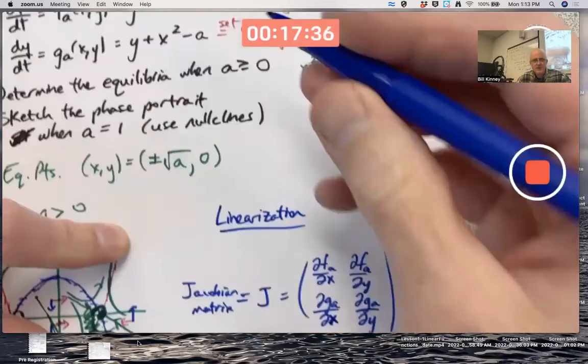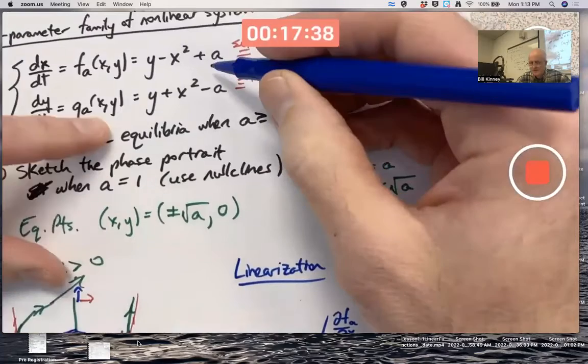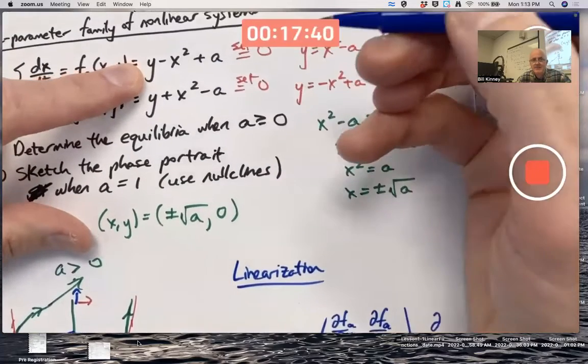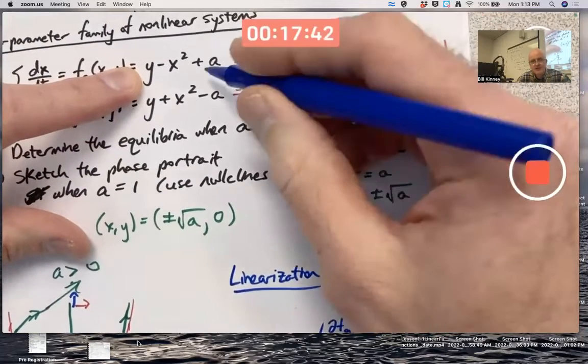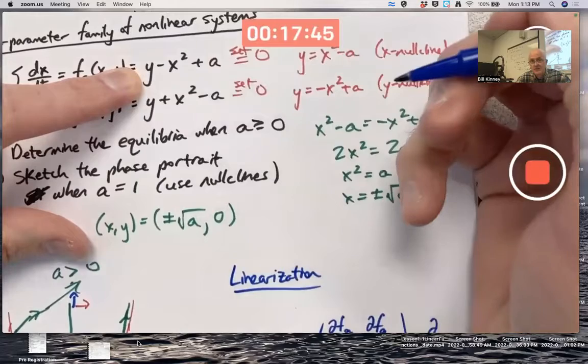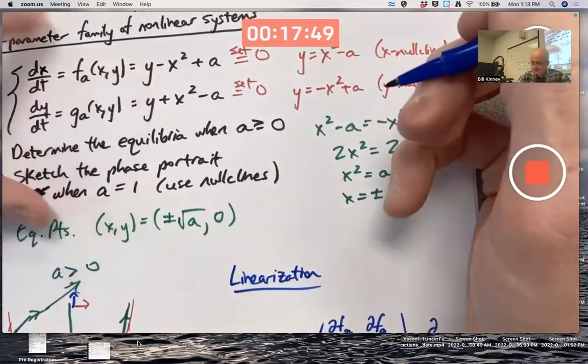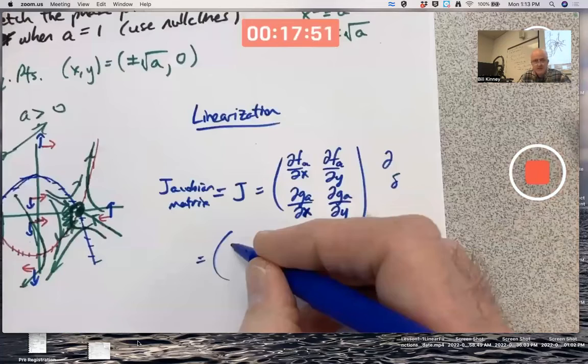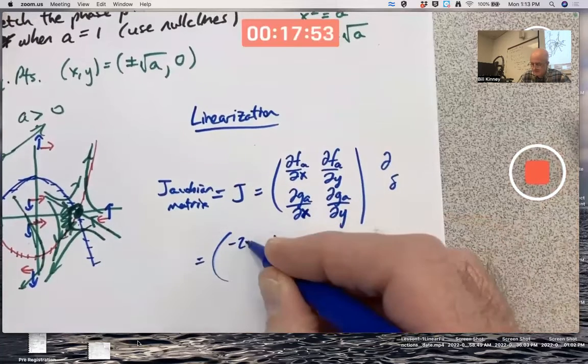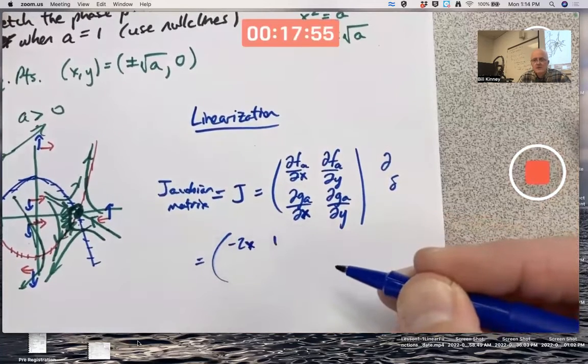Okay, so how do you take partial derivatives? With respect to x, you just treat y as a constant. And of course, a is a constant. So you differentiate this with respect to x, you're just going to get negative 2x. Differentiate it with respect to y, you just get 1. Negative 2x and 1.